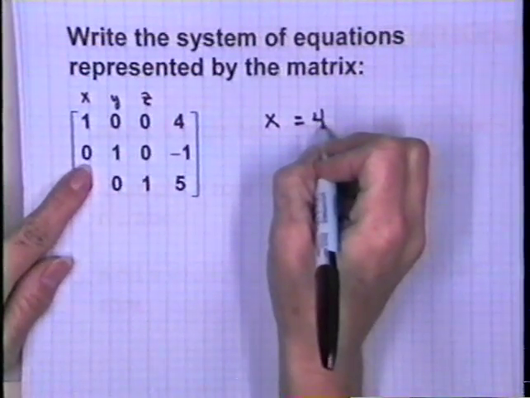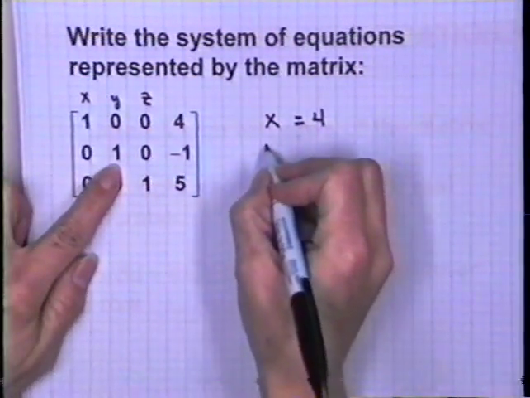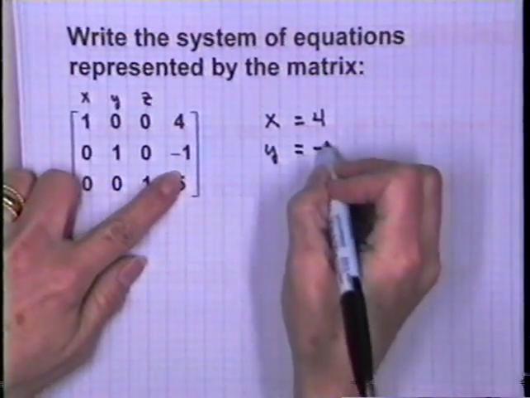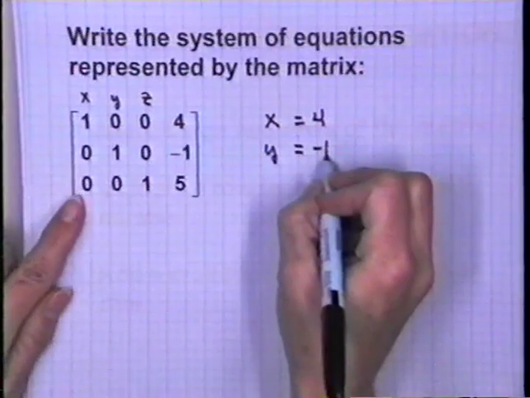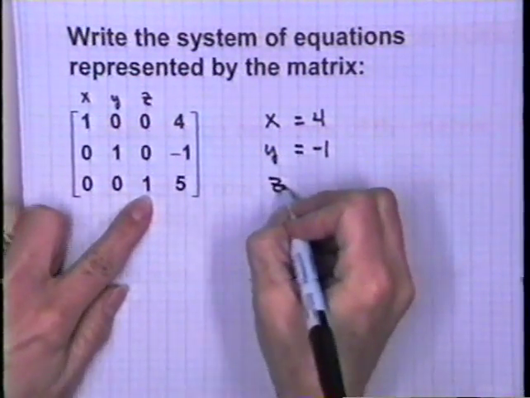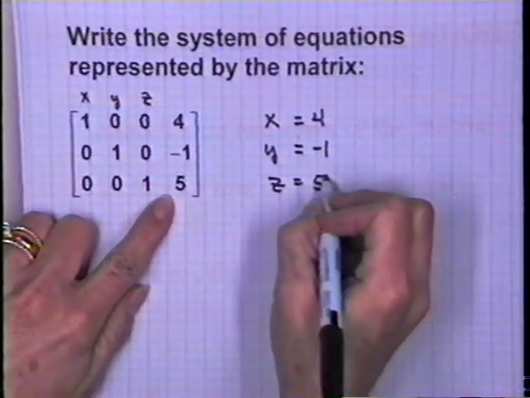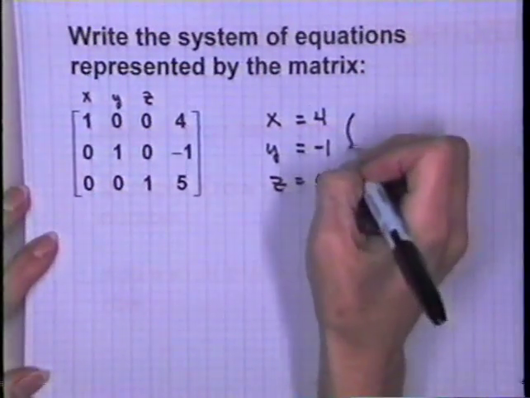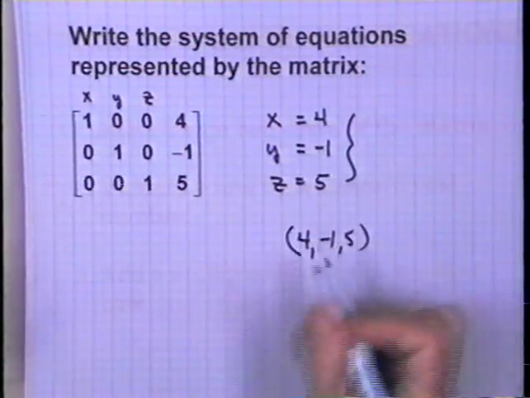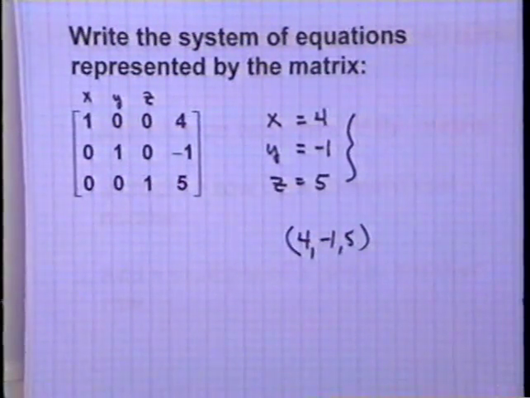Look at the second row. 0 x's, 1 y, 0 z's equals negative 1. And my third equation, I have 0x, 0 y, 1 z equals 5. Well, look, I have my solution right here. 4, negative 1, 5. I didn't even have to do any back substitution.